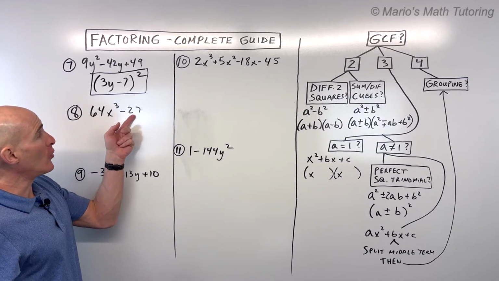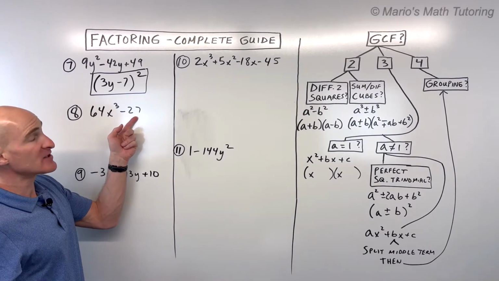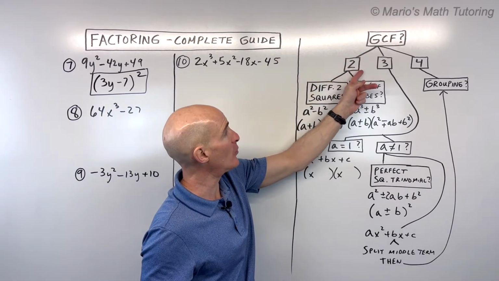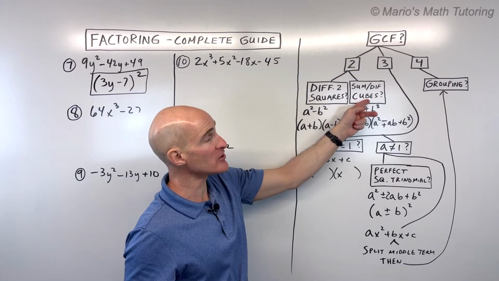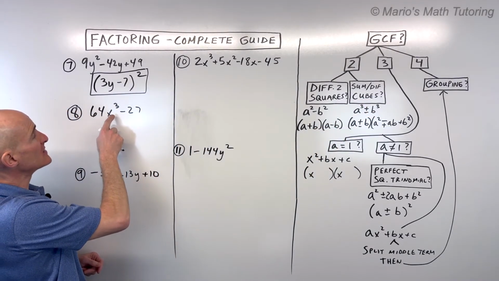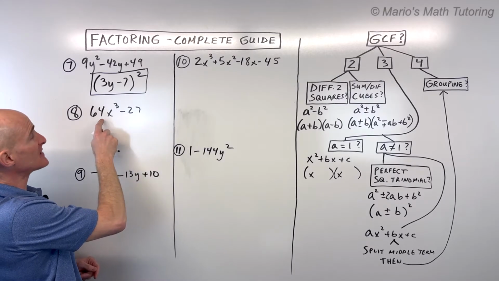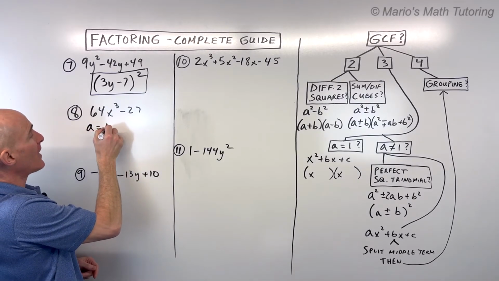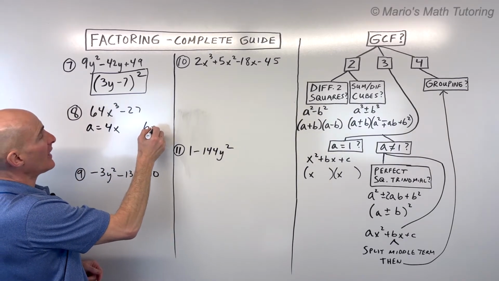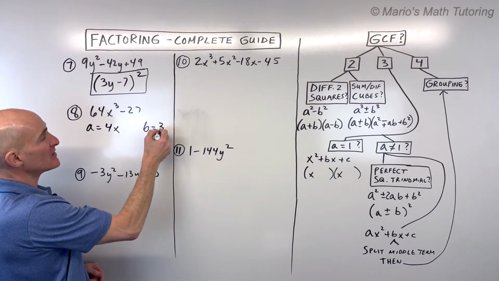Okay, for number 8 now, what do you think for this one? We've got a binomial. There's not a greatest common factor. Okay, so greatest common factor, binomial. Is it a difference of 2 squares or a sum and difference of 2 cubes? Well, this one is a difference of 2 perfect cubes because I can see that 4x times 4x times 4x is 64x cubed, and 3 times 3 times 3 is 27.